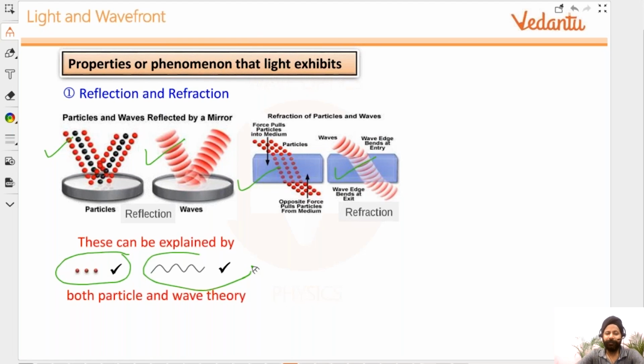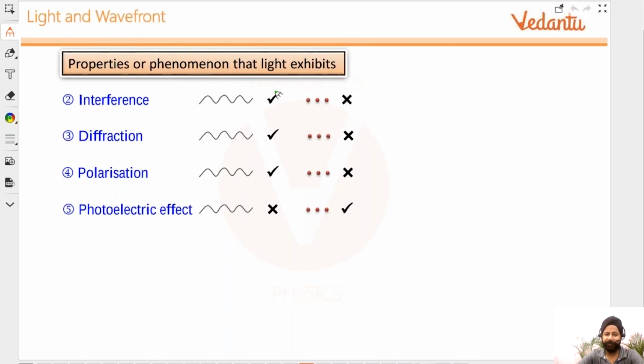Now, there are few phenomena that you could not explain using particle nature, like interference, which can only be explained when you think of light as wave. Particles will not be able to have interference. Two particles never interfere. Waves interfere. Same thing with diffraction. Diffraction of light is the bending of light around the corner, we'll see that. Right? So that cannot be explained using particle nature.